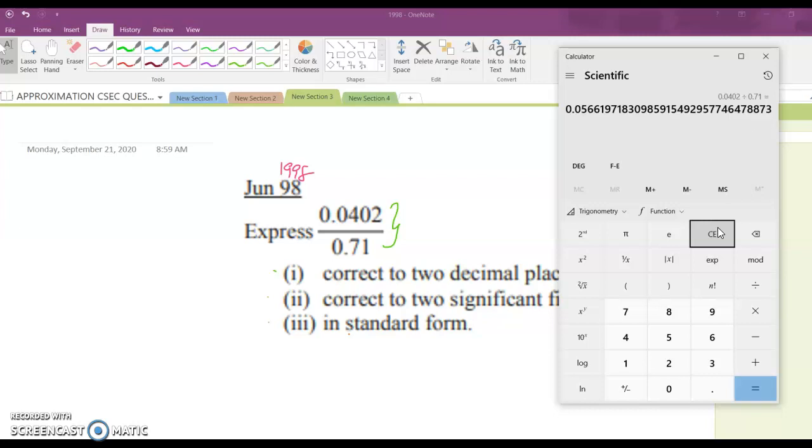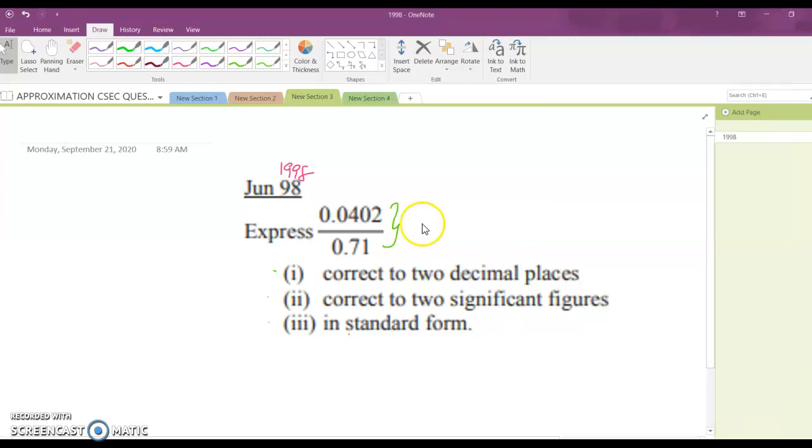Just put the first 4 or 5 numbers after the decimal point, right? So we get 0.05661. Now part 1, we want to write 0.05661 to 2 decimal places.